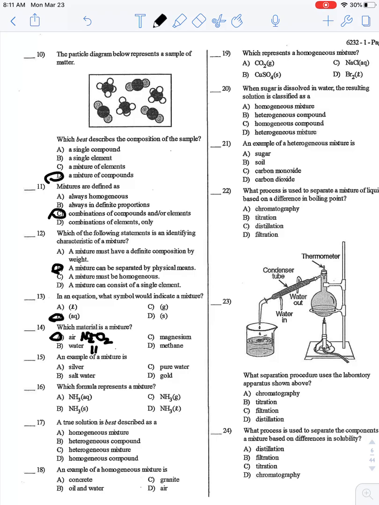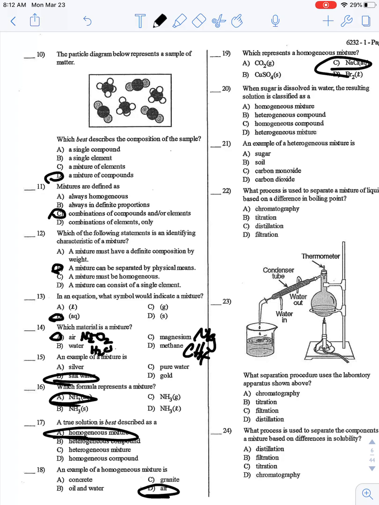Water is a compound, so that's not a mixture. Magnesium is an element, and methane is a compound. 15 is B. 16 is A. 17, a true solution is a homogeneous mixture. 18 is air, as long as it's clean. 19 is C.